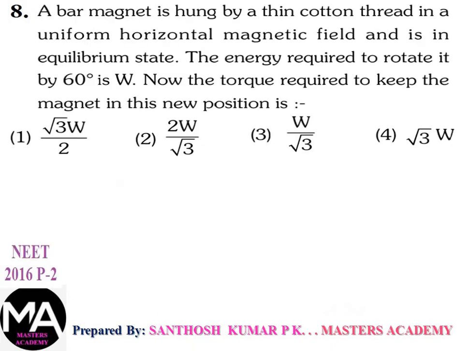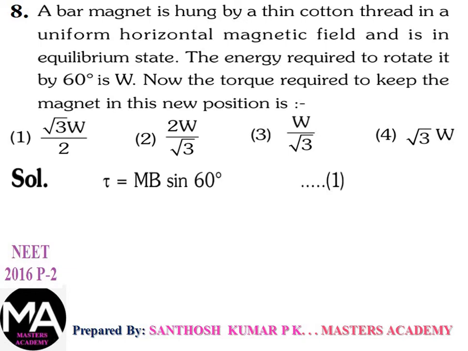Next problem. A bar magnet is hung by a thin cotton thread in a uniform horizontal magnetic field and is in equilibrium state. The energy required to rotate it by 60 degree is W. Now, the torque required to keep the magnet in this new position is, it is from NEET 2016 phase 2.